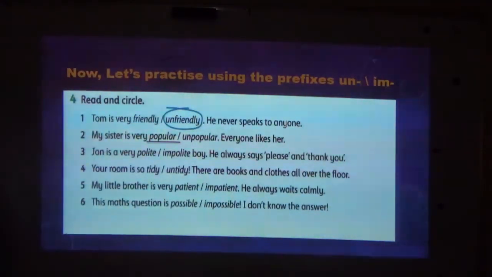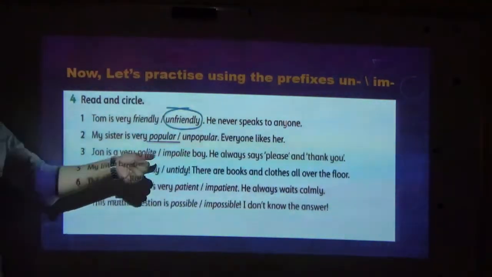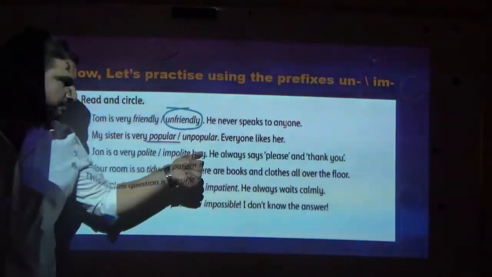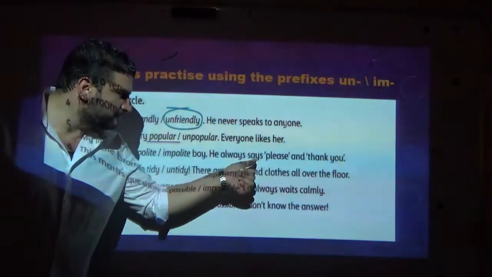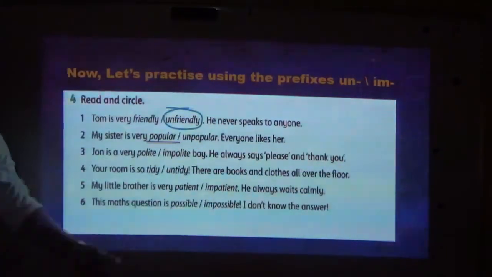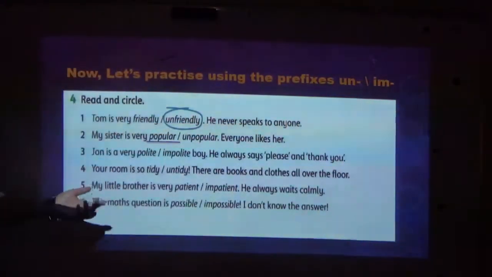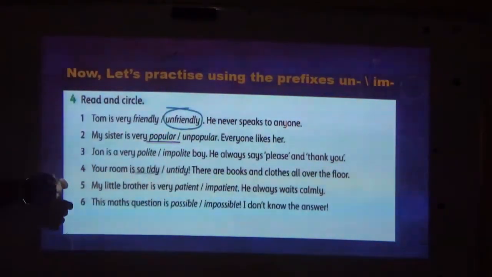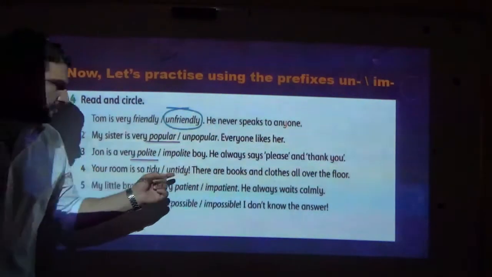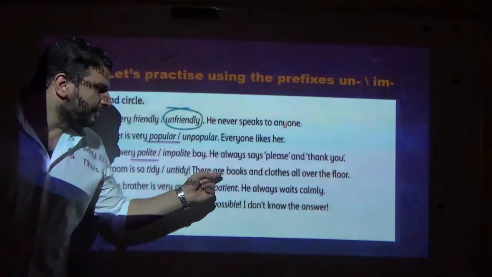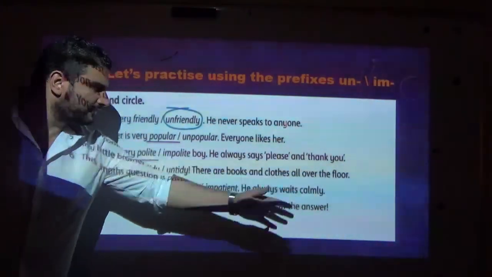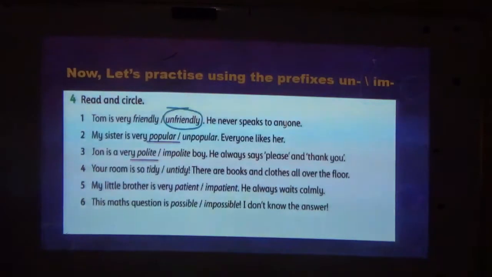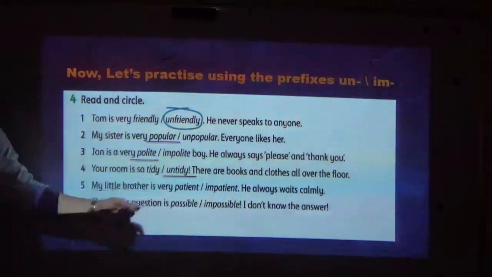Next one, John is a very polite or impolite boy. So let's see what he does. He always says please and thank you. So saying please and thank you makes him what? Yes, of course, a polite person. Your room is so what? There are books and clothes all over the floor. So it is not tidy, and it means here untidy.